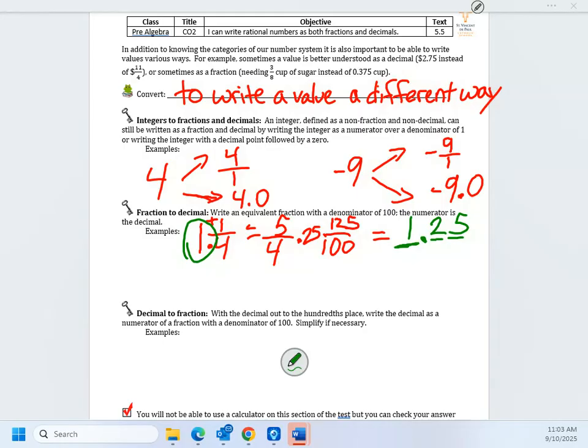All right. Now decimal to fraction. I need to erase so I can scroll up.